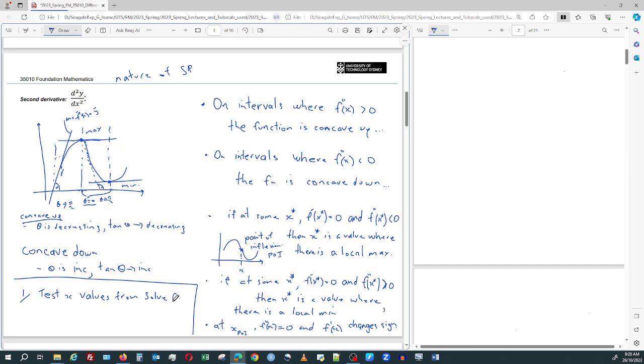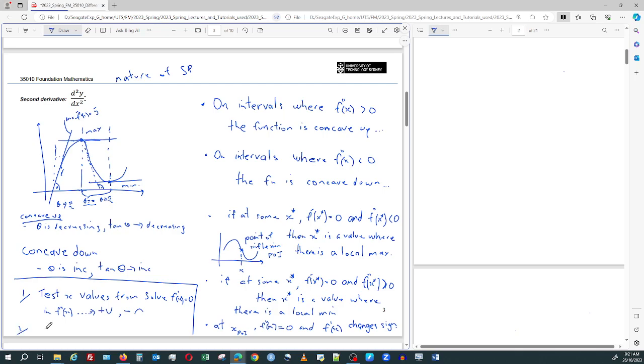We get the x values out of that, we solve that for, and we test them in f double dash. So we take those values and plus is concave up, minus is concave down. So we take the x values from the values that we solved in the first derivative into the second derivative, and the sign tells us concave up or down.